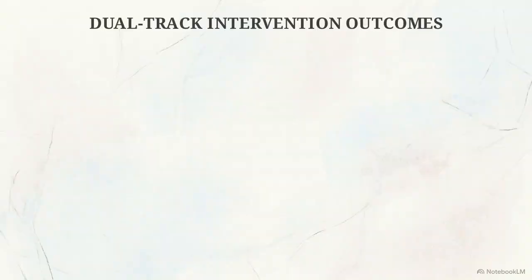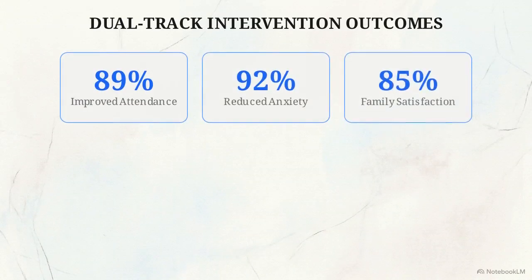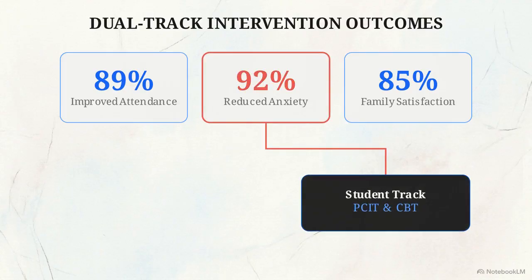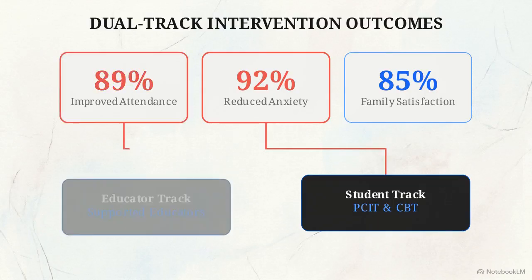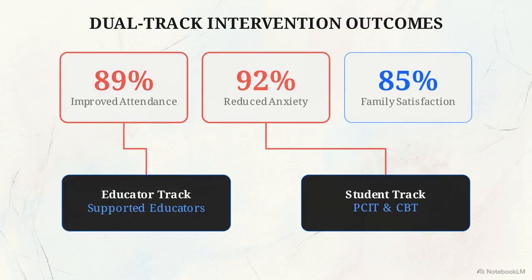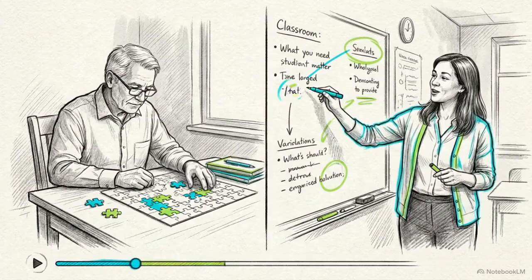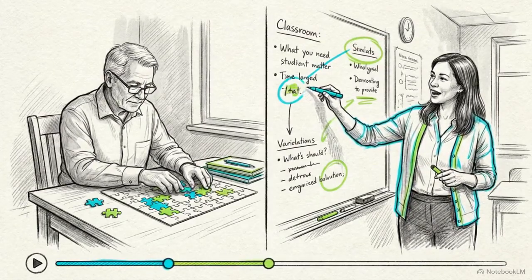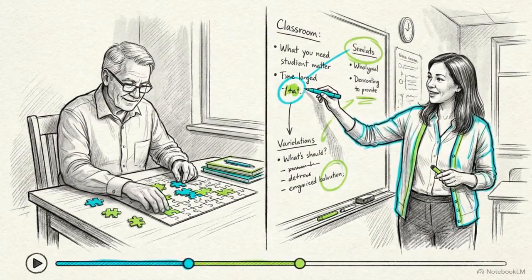The aggregate data achieved by MentalSpace demonstrates the model's impact. We trace the 92% anxiety reduction to successful PCIT and CBT protocols for students. The 89% attendance improvement is a direct outcome of stabilizing the classroom with supported, regulated educators. These outcomes are the mathematical derivation of stabilizing both sides of the classroom dynamic at the same time.